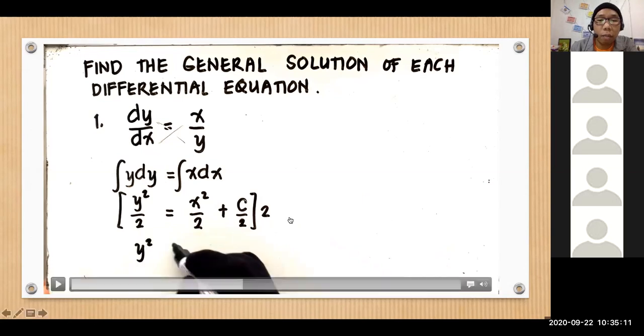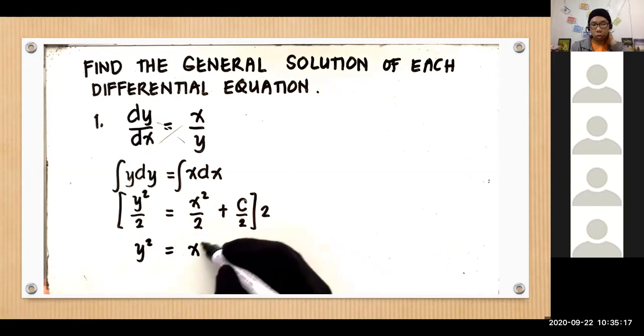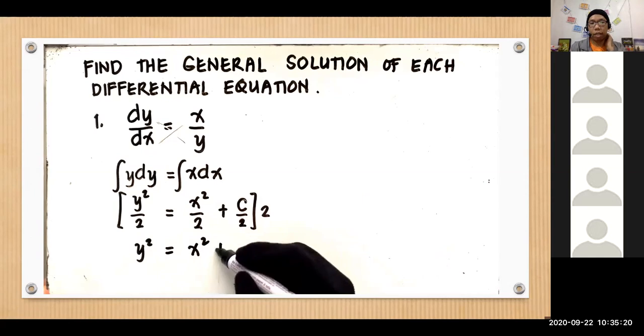So, multiplying both sides by 2 para matanggal natin yung over 2 na yan or yung 1/2. We have y squared equals x squared plus C.